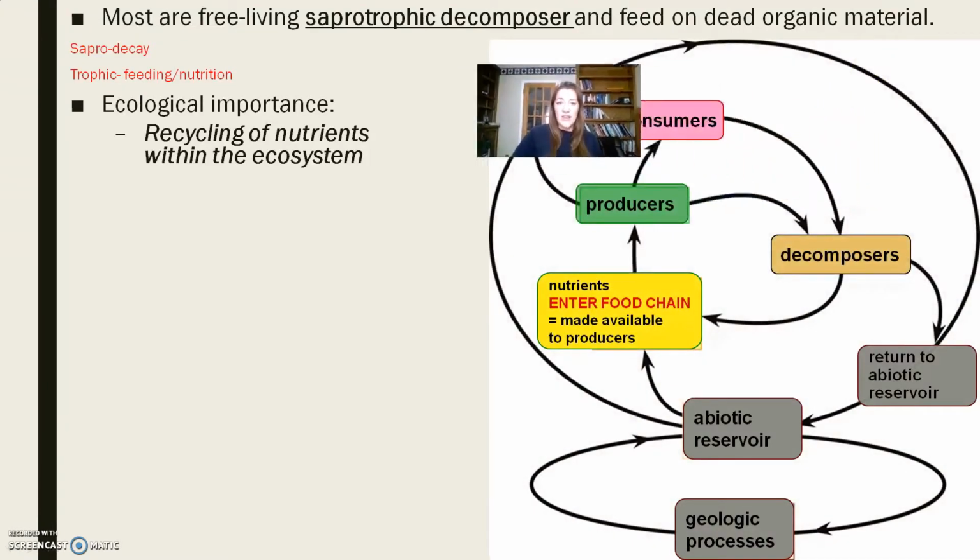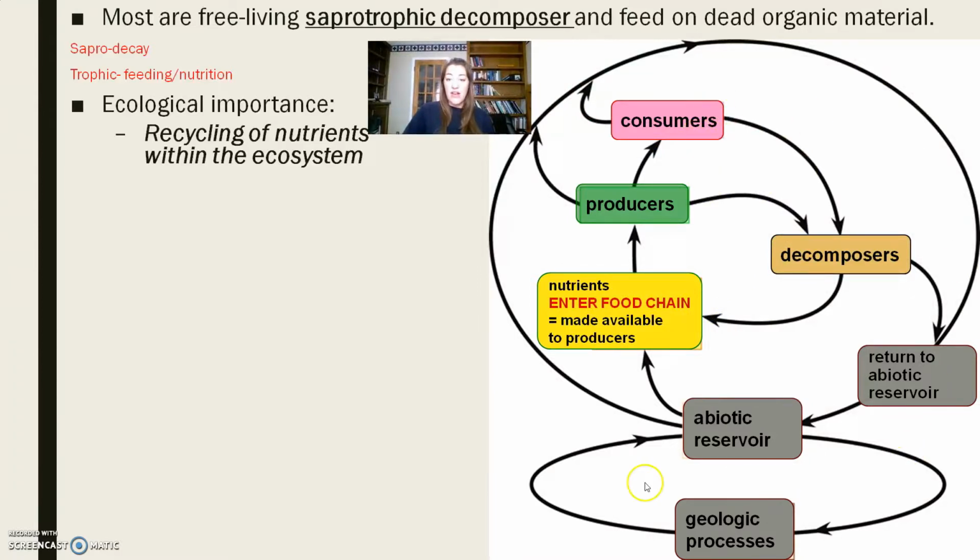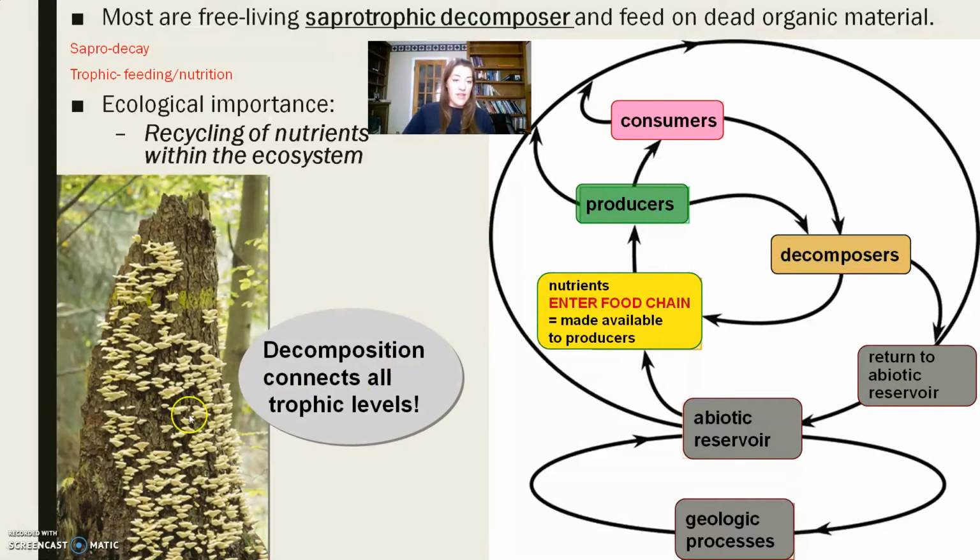So if you look at these 2 different charts here, we have the abiotic reservoir down here and the biotic reservoir. Now this is where we get producers and consumers, and when they die, the decomposers will come in and break everything down and it can go back into the food chain. So these guys are critical in being able to bring those abiotic nutrients back into the biotic cycle here. So decomposition connects all trophic levels. So decomposers are huge, and most of them are fungi, or most of the fungi are decomposers. So they're really critical in our environment.